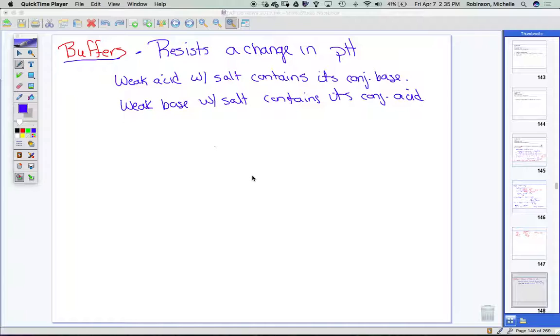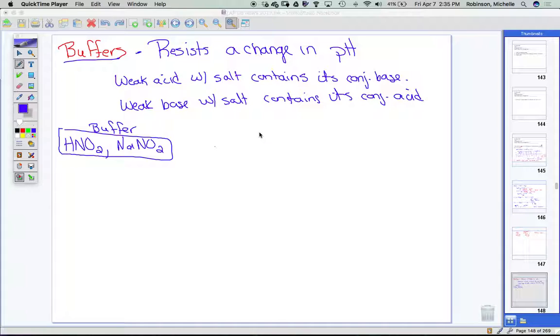So let's write an example. Give me a weak acid. HNO2 is a weak acid. What would be a salt that contained its conjugate base? NaNO2. So a combination of these two things in a solution would be a buffer. All right, give me another one. Another weak acid.